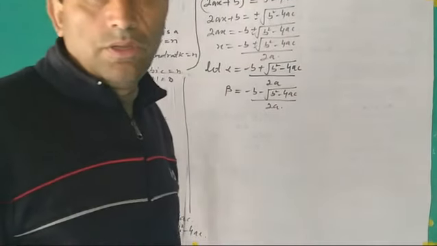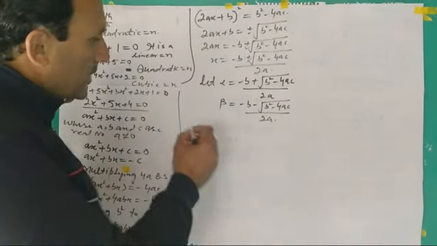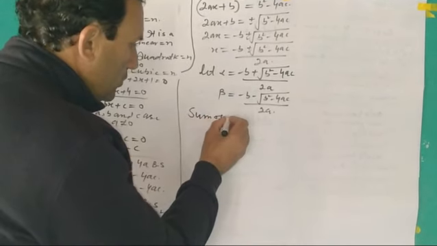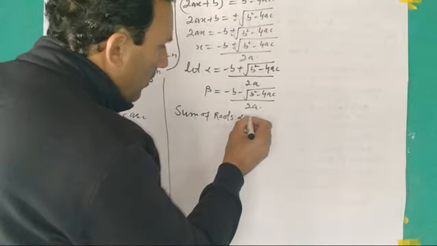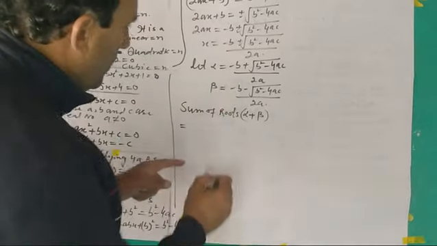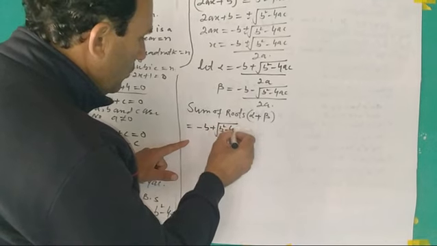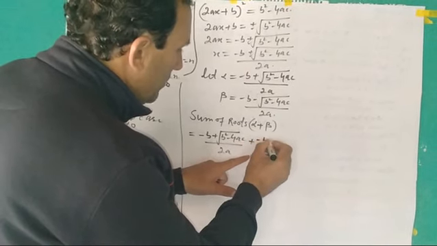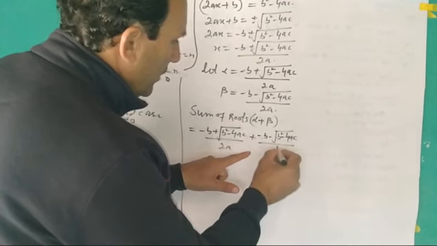So we have to prove sum of roots is equal to minus b by a. For that case, we have to write here sum of roots. Sum of roots means we have to sum alpha plus beta, because value of alpha is minus b plus under root of b square minus 4ac divided by 2a, and this beta is minus b minus under root of b square minus 4ac divided by 2a.